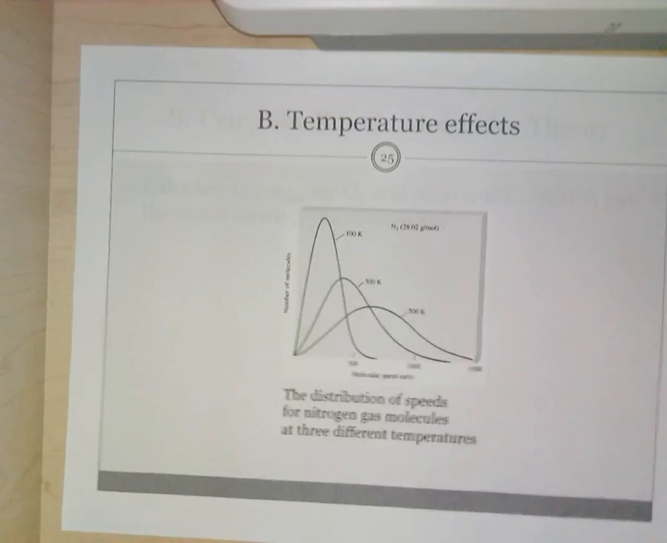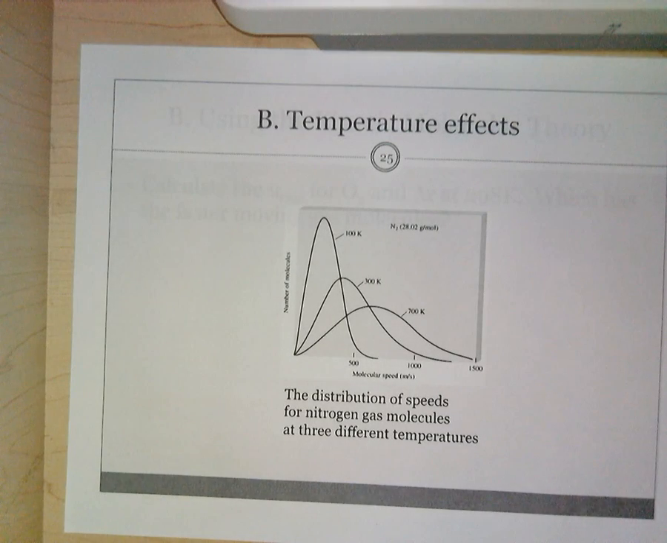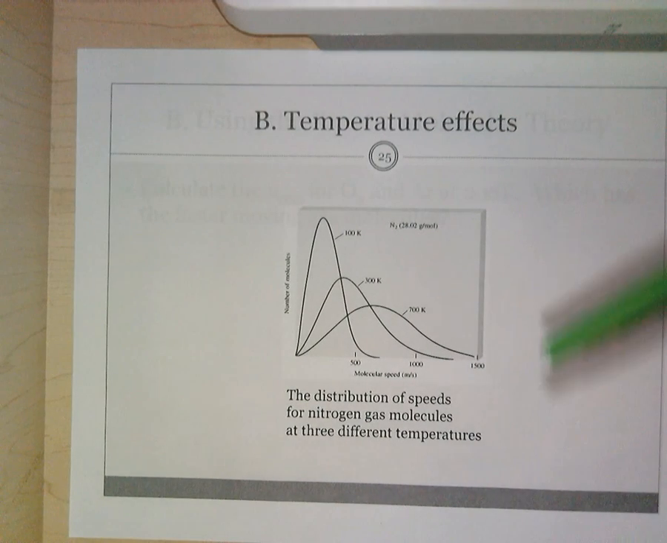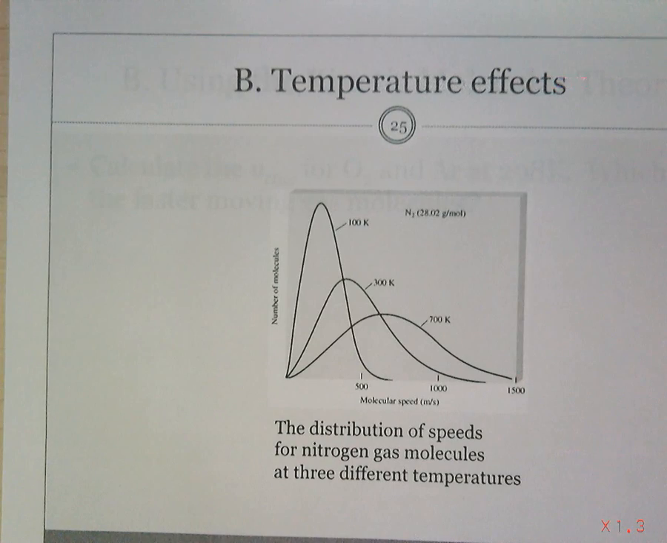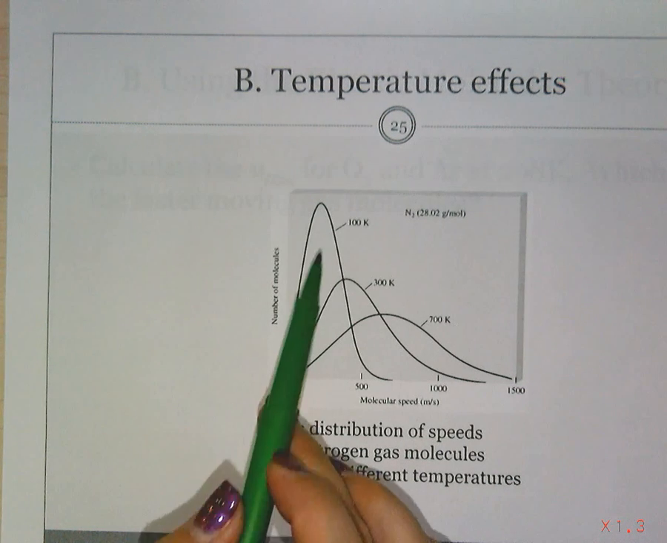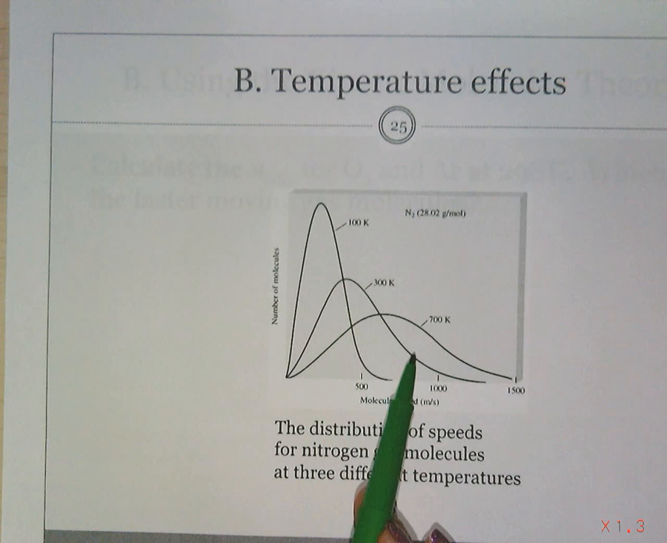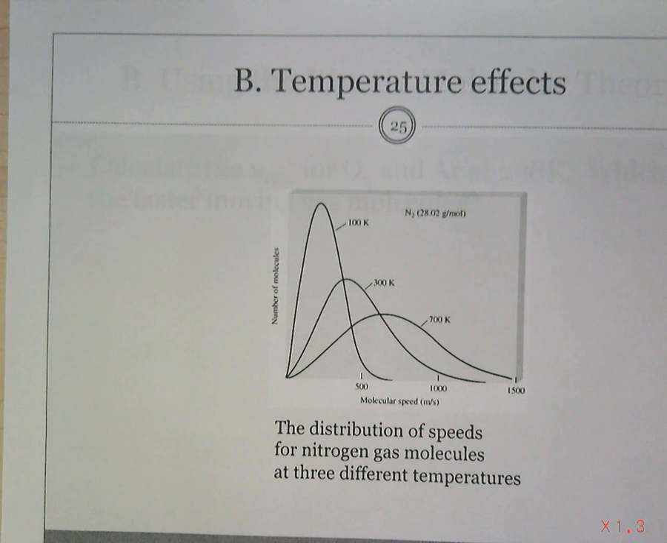So here I have nitrogen at three different temperatures. At 100 Kelvin, it's moving about 250 meters per second. As it gets hotter, it moves faster because it has more kinetic energy, which is what you already know, just mathematically showing it to you. Fair enough.